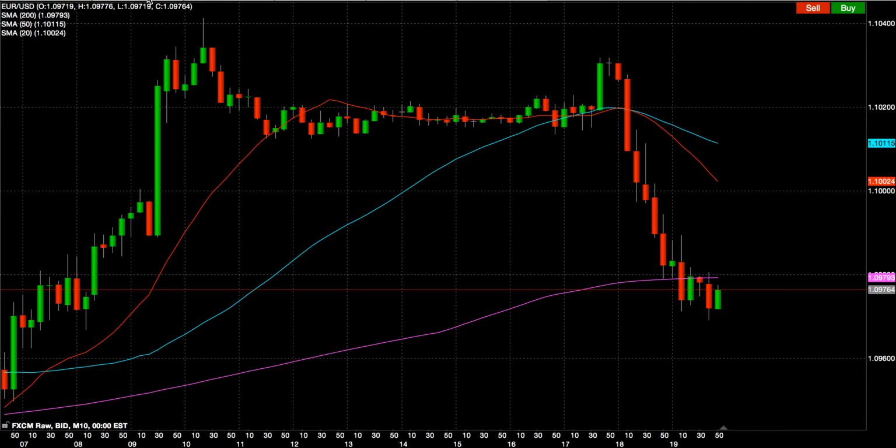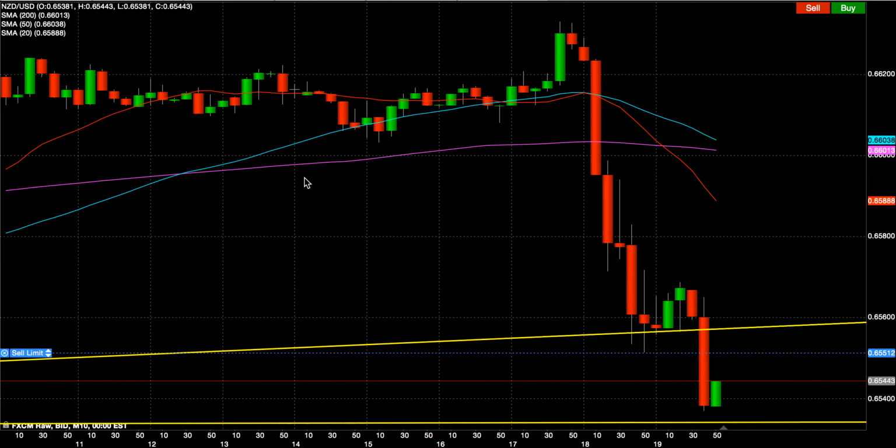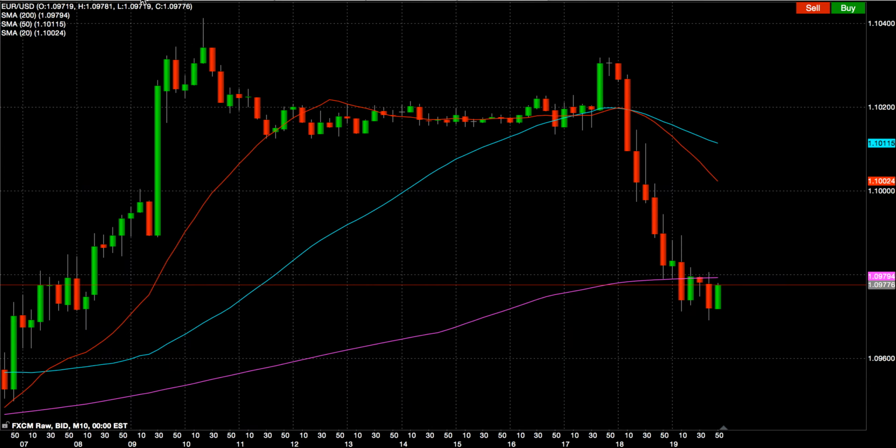I could take both of these trades, but I'd rather just do one at a time. I still have my order in here for the New Zealand dollar. I think I'll just keep this one here. Just go a little bit lower, at 65507. Let's see how the euro dollar is doing.